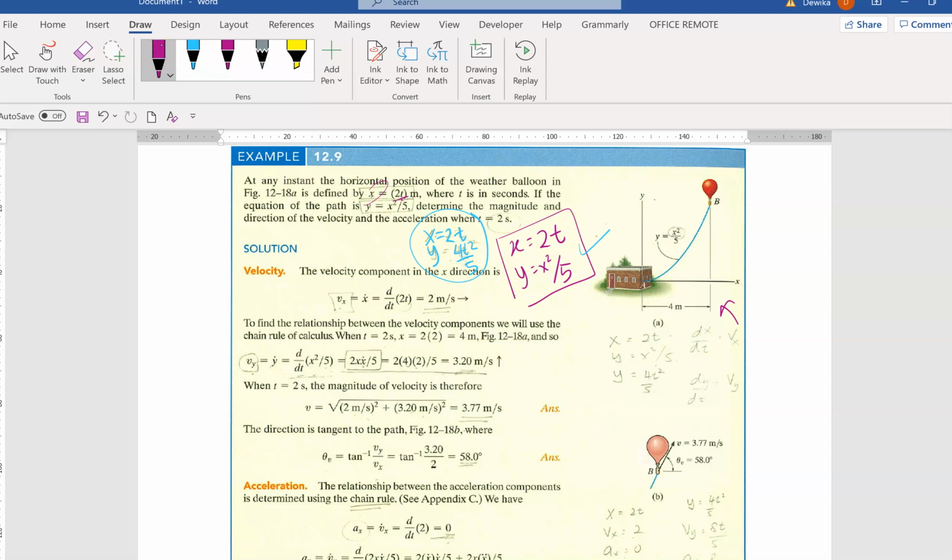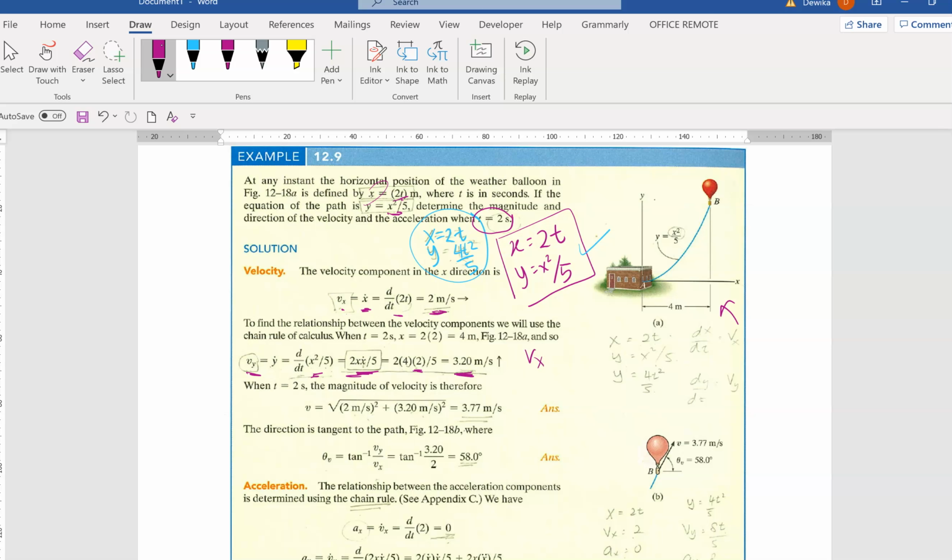Let's look at this. Vx, the x dot, you differentiate with time, you get 2 meters per second. Keep that aside, so Vx is settled. Next, Vy. Vy is y with a single dot, and y is given as x squared over 5. This is where your chain rule comes in. You solve with the chain rule and plug in, because the question is asking for time at 2 seconds. You plug in time 2 seconds and you get 3.2.